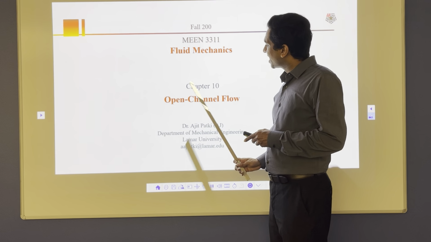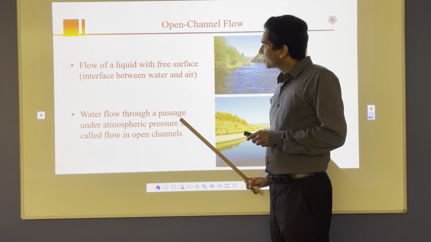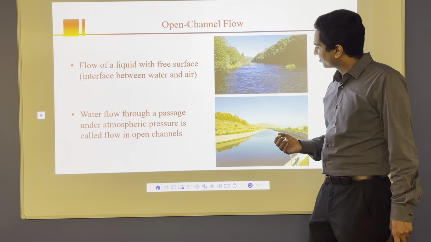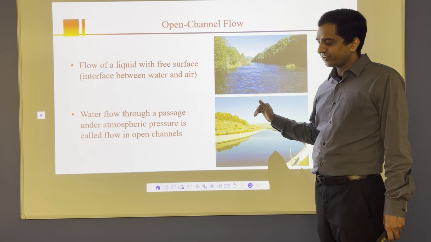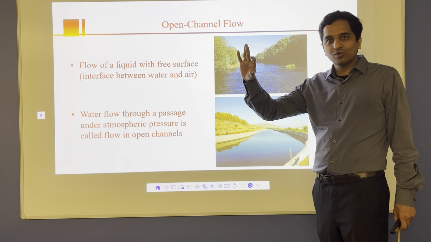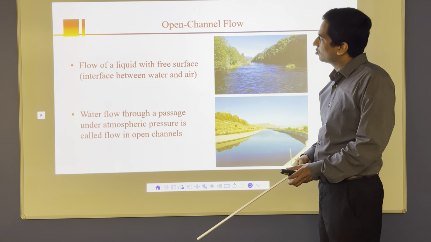Then in chapter 10, open channel flow. Open channel flow is a flow of a fluid, or liquids in this case, under atmospheric conditions. So at any given point, you have atmospheric conditions. Let's say rainwater is flowing on the surface. That's your open channel flow, basically.